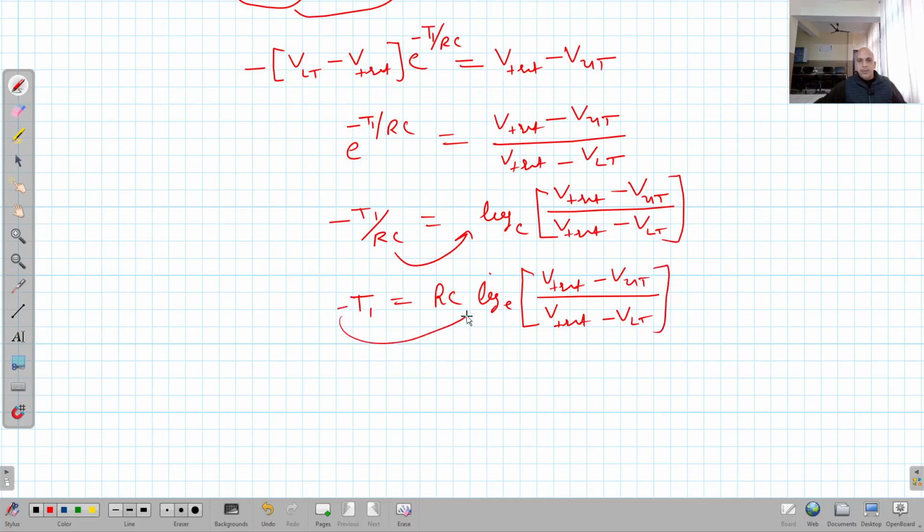So if I take the negative toward this side, these terms will get inverted. So I can say t1 is equal to RC into log of V plus saturation minus V lower threshold upon V plus saturation minus V upper threshold. To adjust this negative, I inverted these terms. Now it becomes this. This is t1.